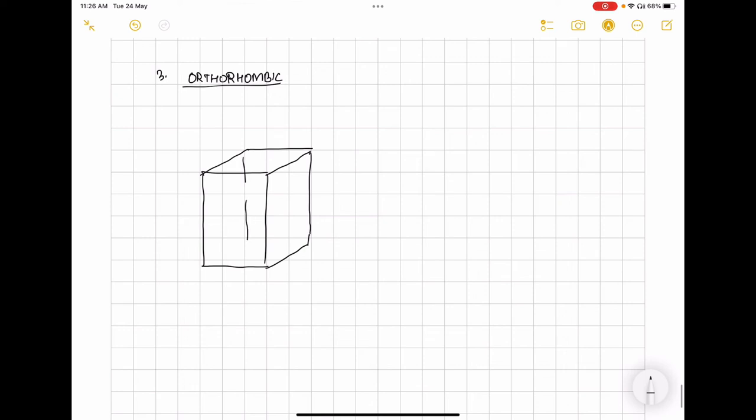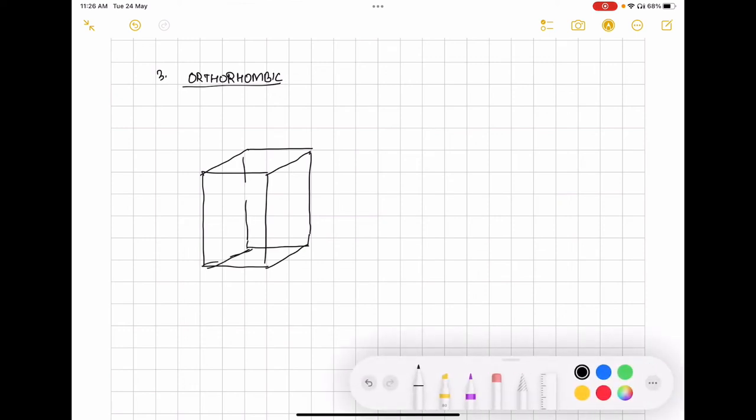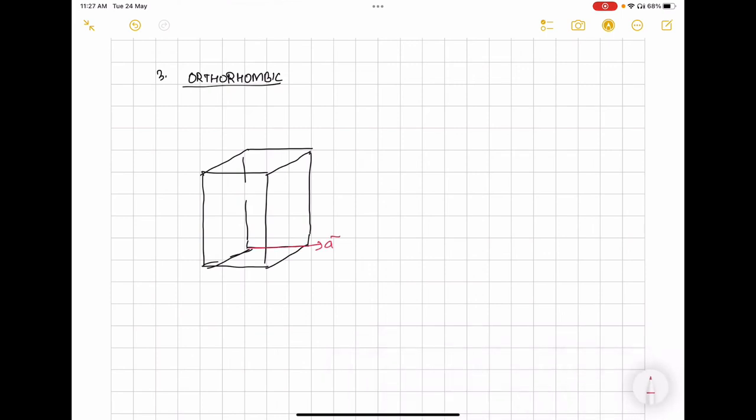So this is a rectangular prism. So the basis vectors will be this A vector, B vector, and C vector. This alpha, beta, gamma. So A is not equal to B and not equal to C. None of the edges are equal, but the angles still remain 90 degrees.